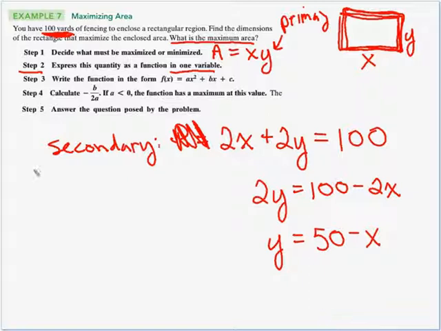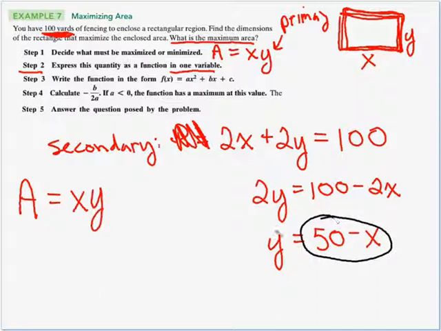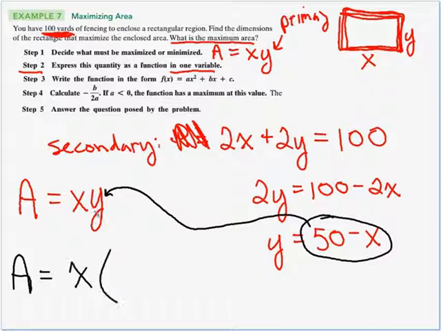Okay, now here is how we get that equation down to one variable. Our area was x times y. Well, if we know y is equal to this quantity, we're going to take that quantity and plug it in for this y. So now our formula can be written as area equals x times, and instead of this y, again, we're going to sub in 50 minus x. So that's step 2. Express this quantity as a function in one variable.